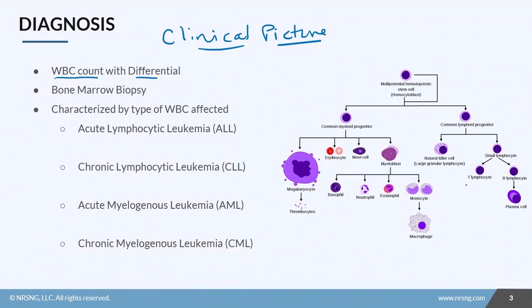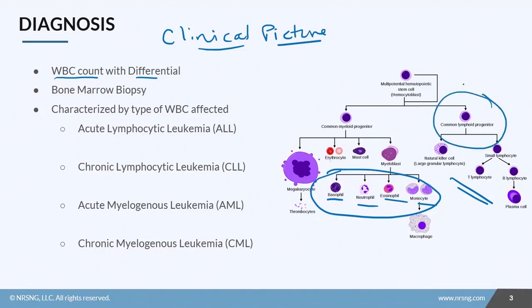So, you've got lymphocytes over here. You've got basophils, neutrophils, eosinophils, monocytes. These are all types of white blood cells. So what happens is we break this down and we see a large production of either the lymphocyte type cells or these on this side, which are myeloid cells. So you see these excessive immature cells. So there's two types generally, and then each one is categorized into acute or chronic.